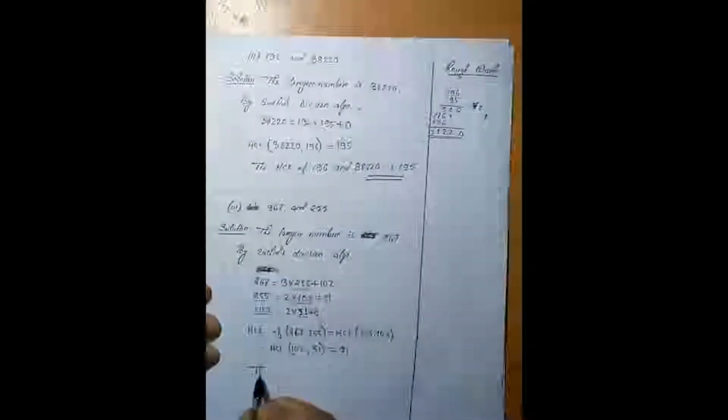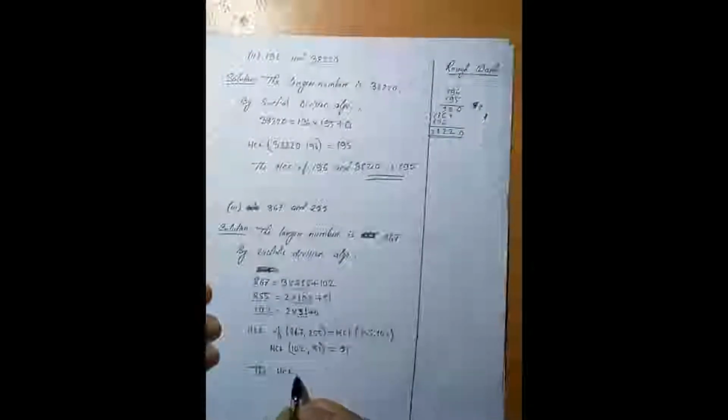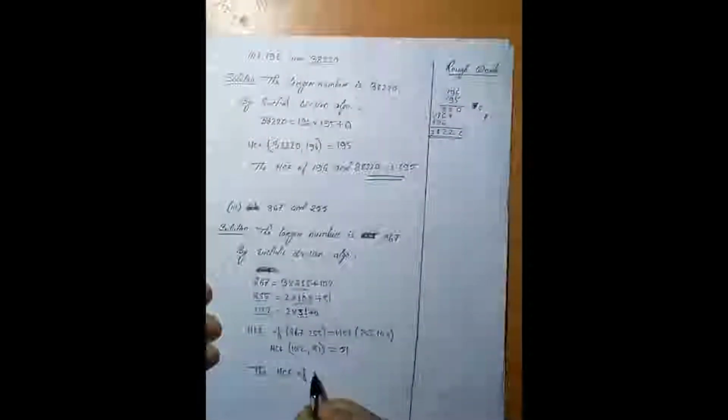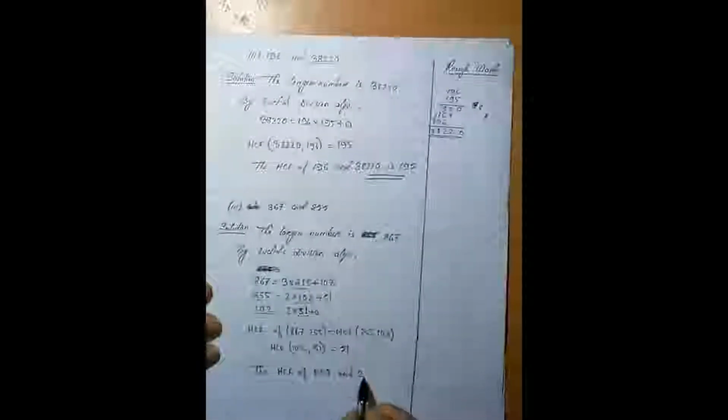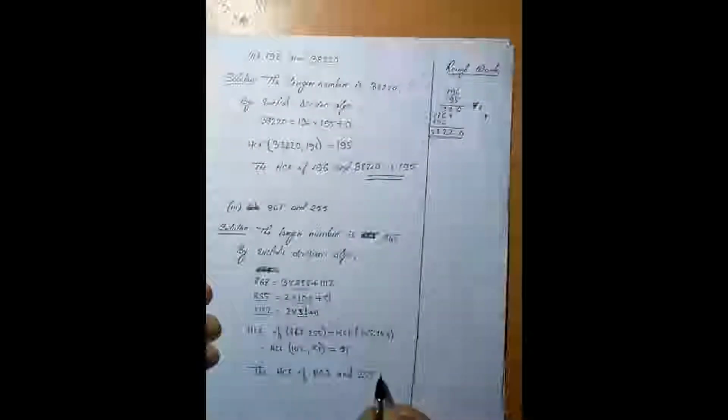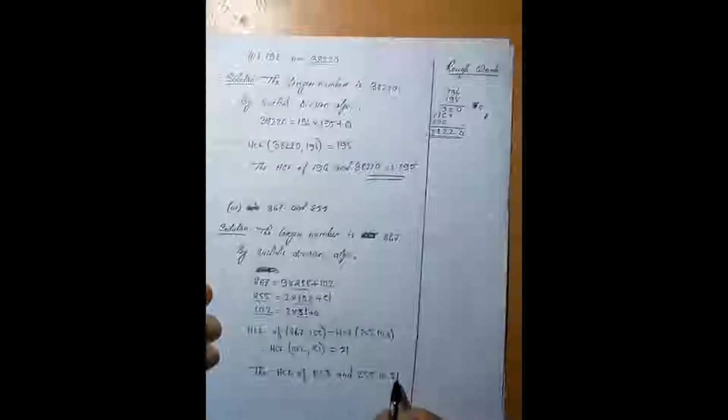Therefore the HCF of 867 and 255 is 51. This is the answer.